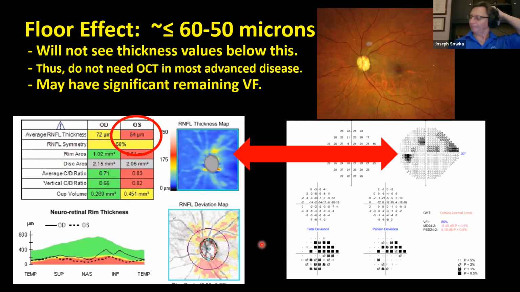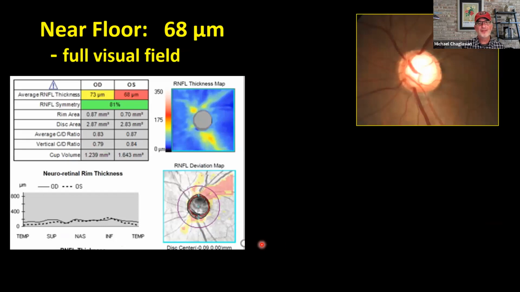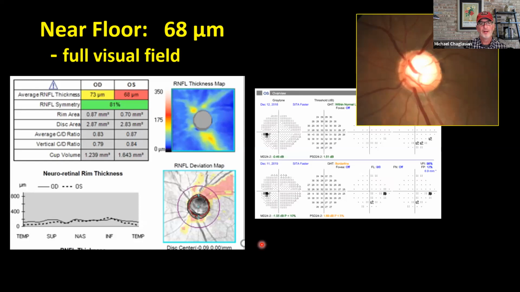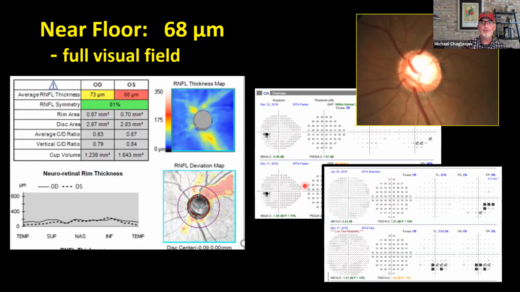That's right. Here's another example, and this is an interesting case, Joe. I've talked about this woman a couple other times. I don't know if I did it back in October. She has a superior temporal defect in the left eye, large disc size, 68 microns, no field loss on a 24-2, early field loss on her 10-2, but not as much as you would have predicted based on looking at her OCT.